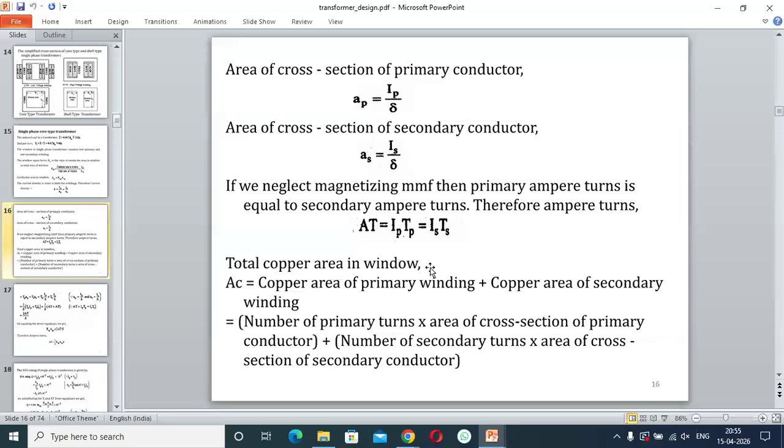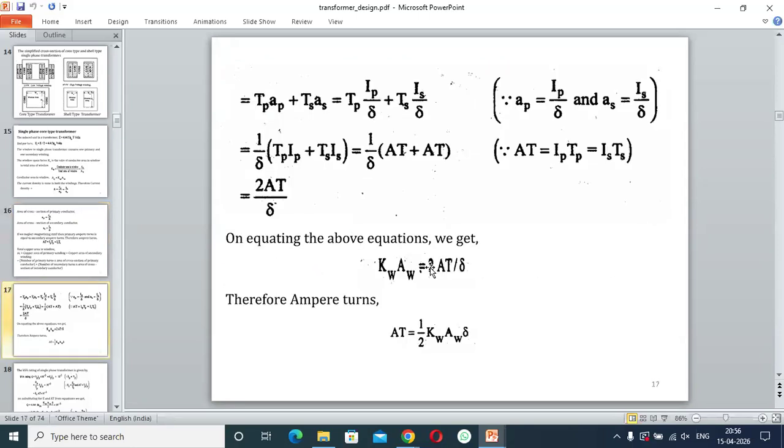So finally it is going to become the number of primary turns multiplied with the area of the cross section of the primary conductor, plus the number of secondary turns multiplied with the area of the cross section of the secondary conductor. That will give you the total copper area. Meaning this much copper is required to build a transformer. We decide this by how many copper turns we need and the cross section area, the thickness of the wire, and that will decide the total copper area in the window.